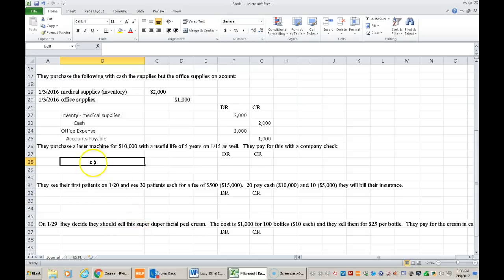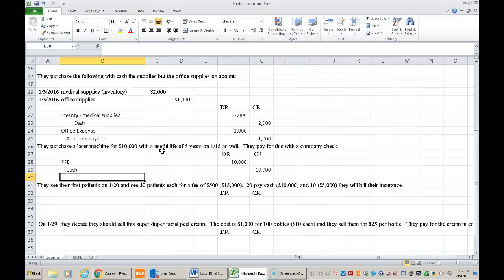Next, they purchase a laser machine for $10,000 with a useful life of 5 years. And they pay for this with a check. So when they pay with a check, that's like cash, right? So here we're going to debit PP&E for $10,000, and we're going to credit cash $10,000.